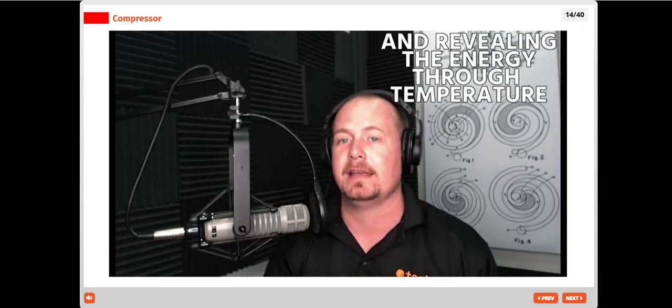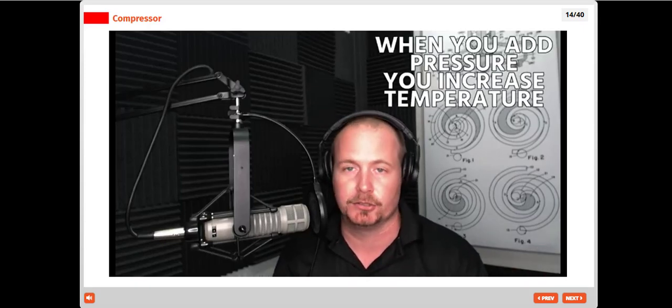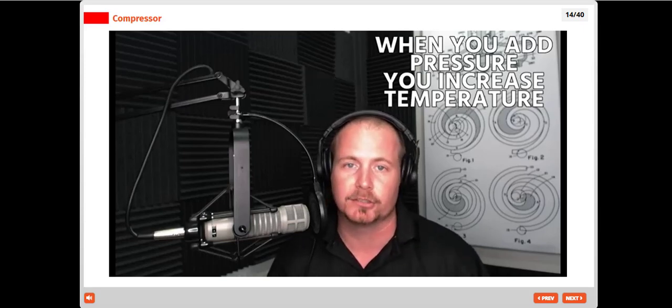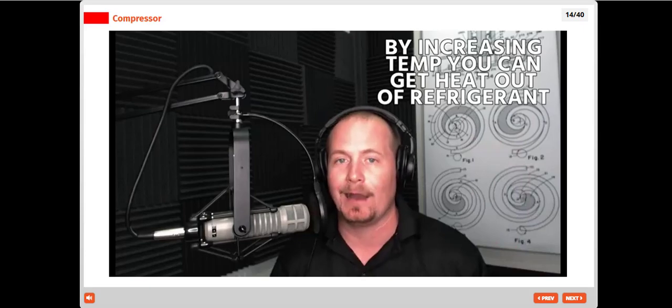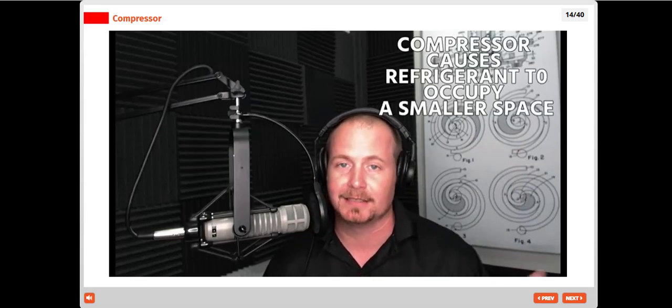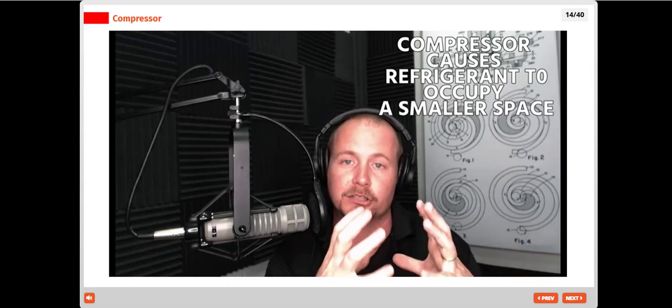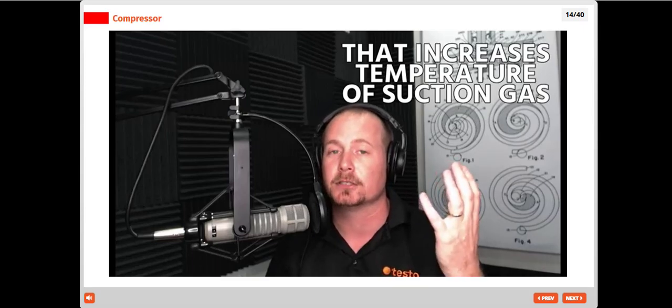So a way of thinking about this is when you add pressure, you increase temperature. This is part of the gas laws. When you add pressure, you increase temperature. And by increasing temperature, now we can get that heat back out of the refrigerant in the condenser. So what does the compressor do? Well, it compresses, obviously. Like we said, it causes the refrigerant to occupy a smaller space. In doing so, that increases the temperature. And by increasing the temperature of that suction gas, now we can get the heat back out, because hot goes to cold. So that's what that compressor does.